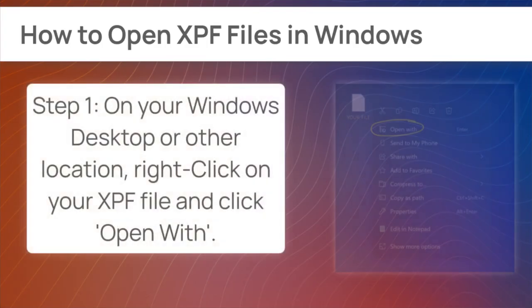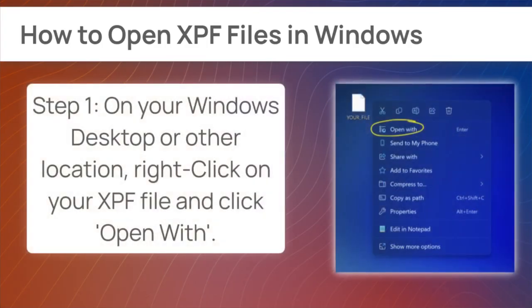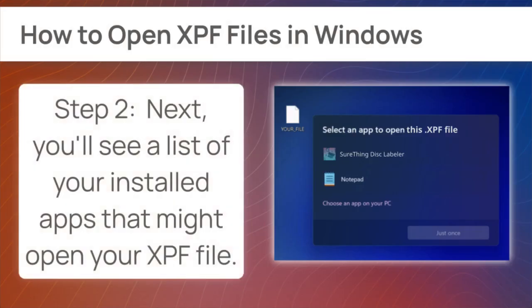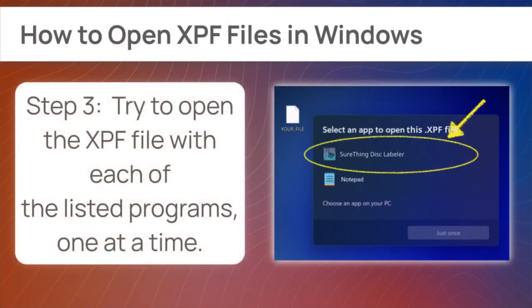Your essential first step is the Open With action. Right-click the XPF file and select Open With. If SureThing Disk Labeler is installed, select it. If not, choose another program. Every app deserves a chance to open the file.